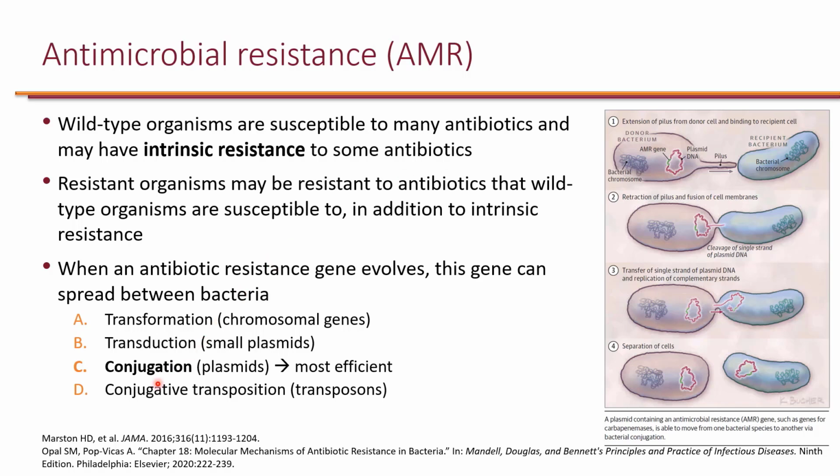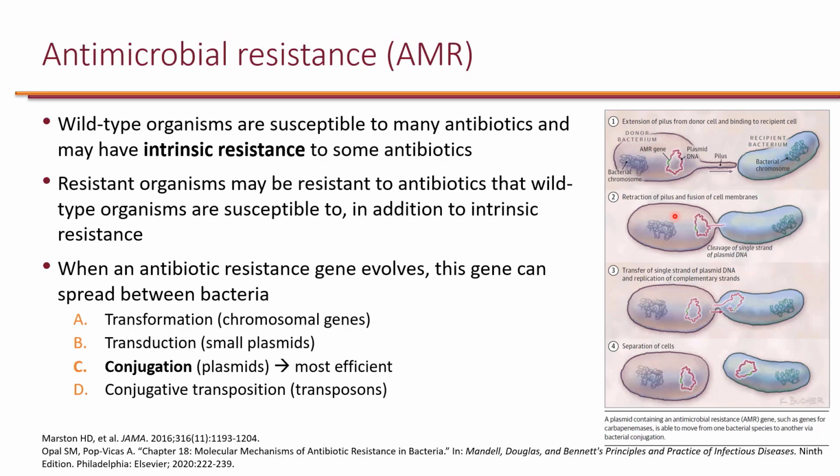In conjugation, which is the most efficient way of transferring resistant genes to other species, self-transferable plasmids mediate direct contact by forming a mating bridge between cells. You can see in the picture in the right hand side the different steps of conjugation.